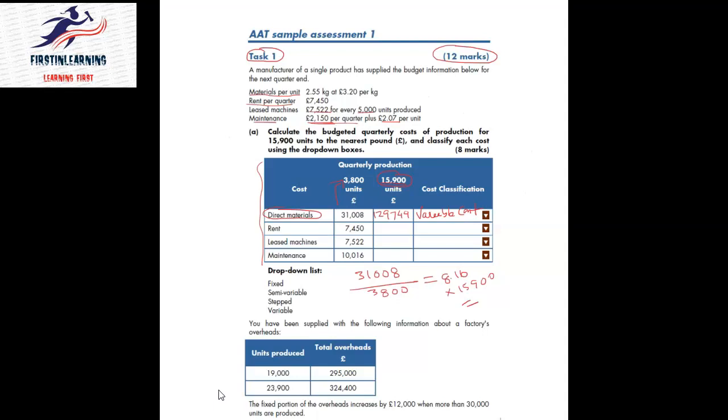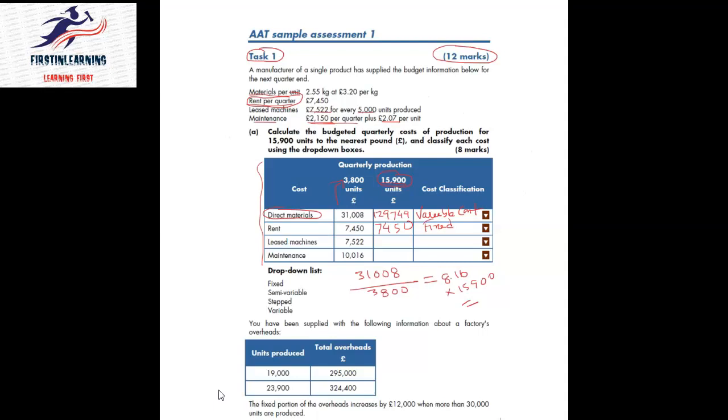So when the cost increases or decreases based on the number of units, we call it variable cost. The next cost we have is rent, and that is fixed cost because it says fixed per quarter. So even though I don't make anything, still I have to pay the rent. So that's the reason this is a fixed cost. So my rent will be 7,450, and it doesn't really matter how many units we're going to make. We can make 3,800 unit or we can make 15,900 unit, but the cost will be same because the rent for the building is same. So we can say this is our fixed cost.